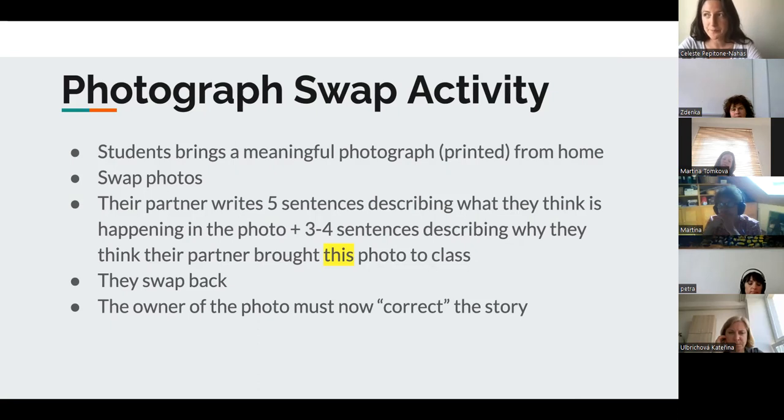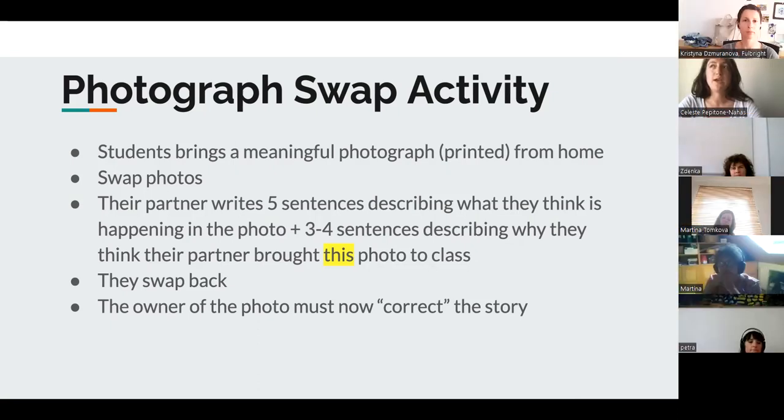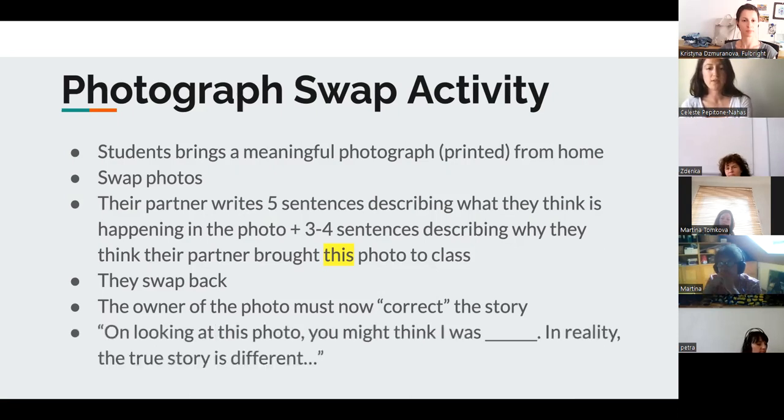So maybe they read that their photo was interpreted as a birthday party, but in reality, it was a going away party for their best friend, and it was actually really sad for them. So now they write a short text responding to what their partner wrote. They can evaluate the interpretation. Is it true? Do they need to make corrections? And they can address exactly what their partner said.